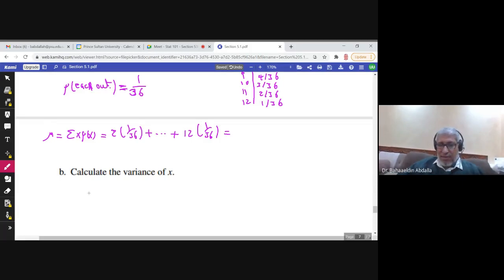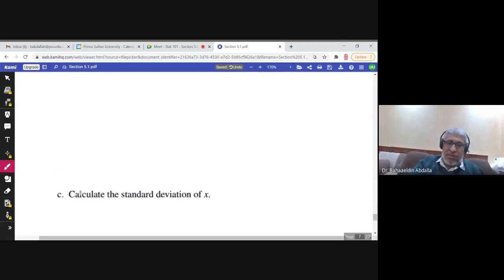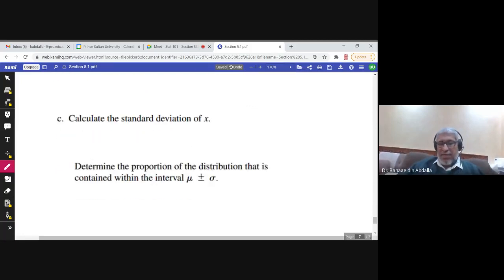Calculate the variance, sigma square. Okay, can do it. Please also find the answer. And the standard deviation. Okay. Now another question, determine the proportion of the distribution that's contained within this interval. Okay. Now what is this interval?